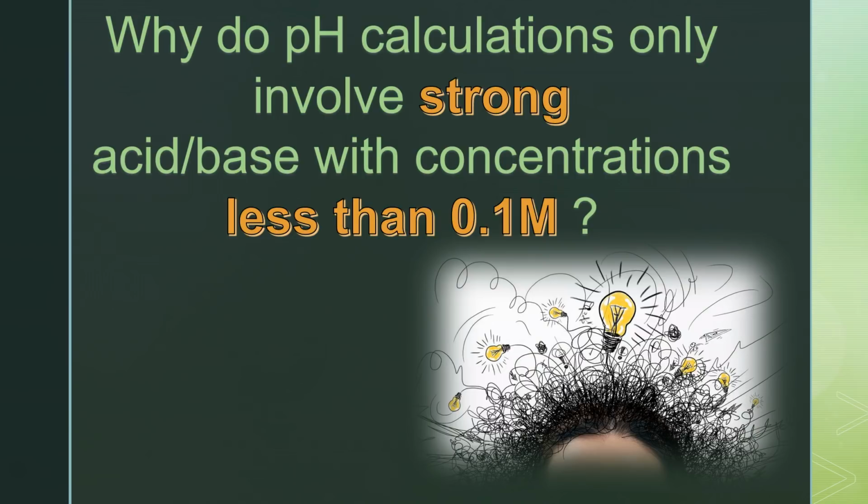Think about this. Why do pH calculations only involve strong acids and bases with concentration less than 0.1 molar? If you've seen the examples before, all the examples involve strong acids and bases and the concentrations are all less than 0.1 molar. So think about this and we can discuss this in class.